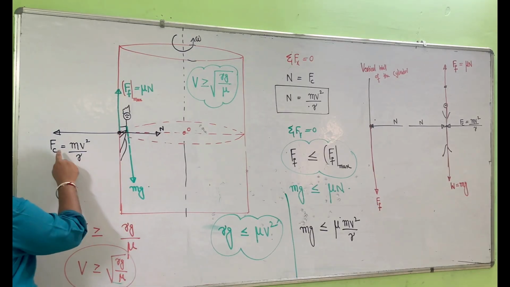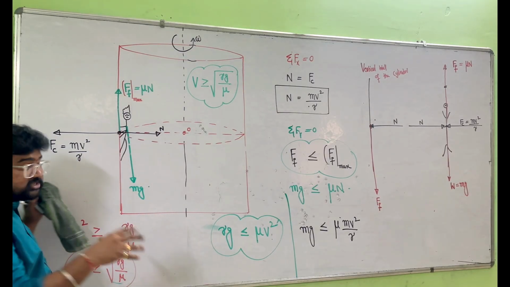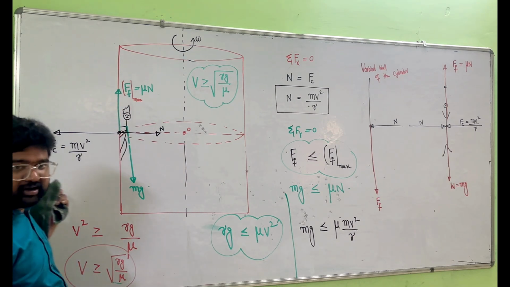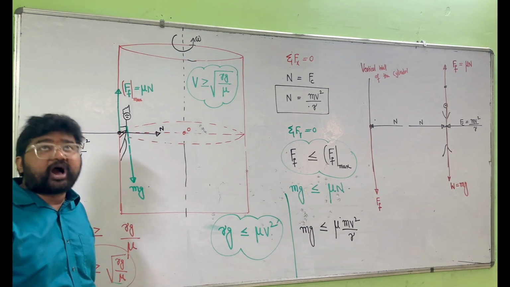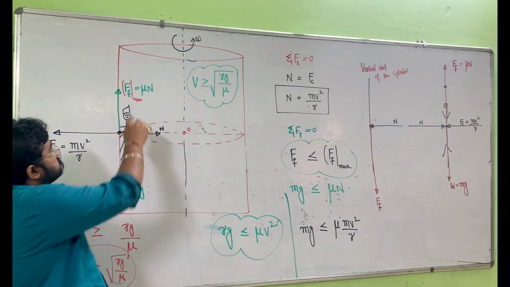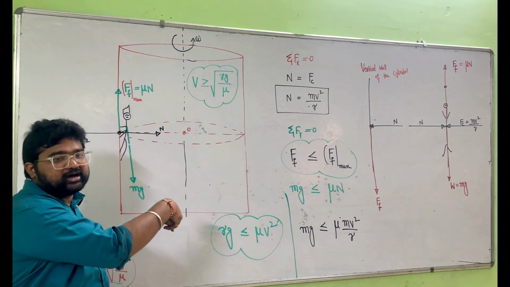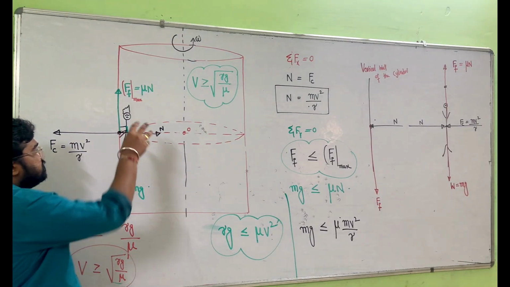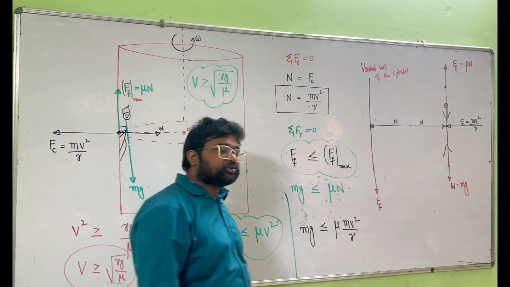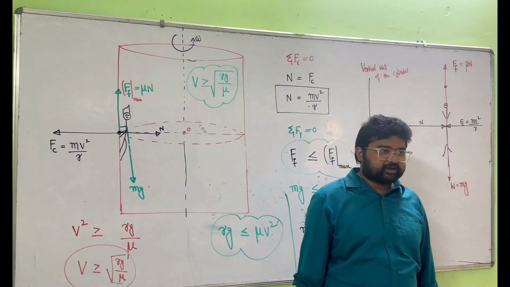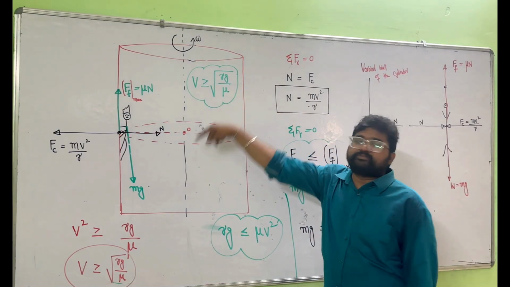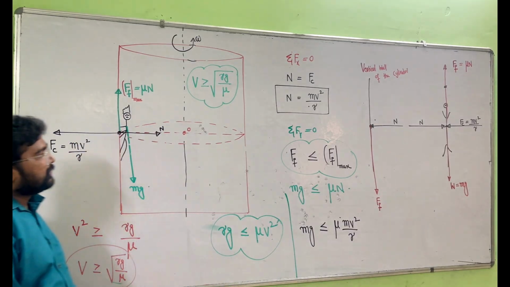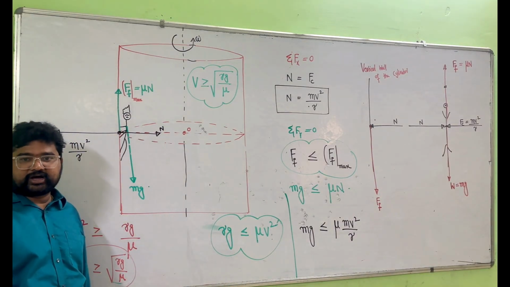This force is pulling the person towards the left. This frictional force is helping, pulling upward. These two forces help the person without slipping down. That is why he is able to stick to the walls of the cylinder. But he has to maintain at least this much velocity. This is the velocity. Are you following? Understood or not?